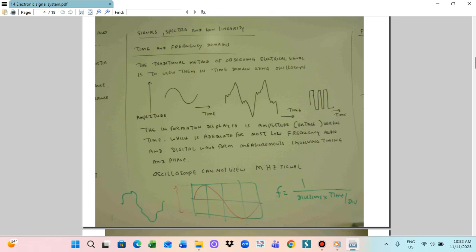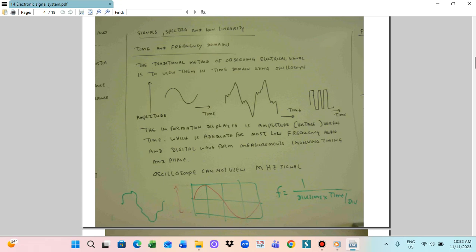So the traditional method of observing the electrical signal is to view it in the time domain using the oscilloscope. So this is the oscilloscope. We use the oscilloscope, so the signals are shown with the horizontal axis as the time axis and the vertical axis as amplitude. So that we can follow the signal in line with the time. So this is why we use the oscilloscope. The oscilloscope function is that we view the signals with precision.